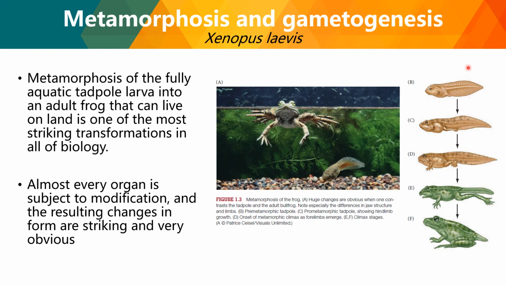So, B, okay, this figure is actually what you call your pre-metamorphic tadpole. C is a pro-metamorphic tadpole showing the hind limb growth. And then D is the onset of the metamorphic climax as forelimbs emerge. Okay? So E and F are already the climax stages wherein the frog is already kumbaga reaching its adult form.